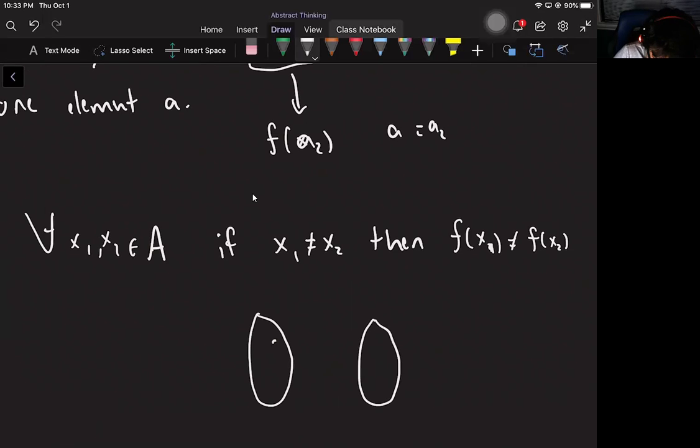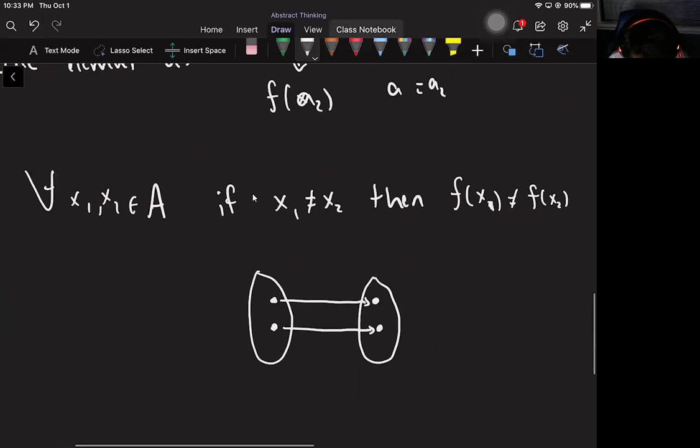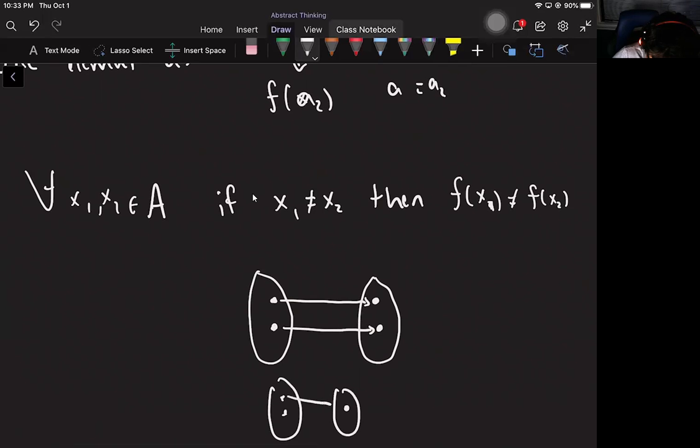It's saying if I pick two different inputs, then no matter what, I'm going to get two different outputs. And that's saying exactly the fact that you're never going to have a situation like this. And that picture is really what it means to not be injective.